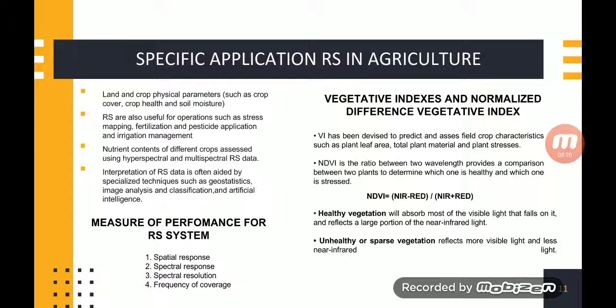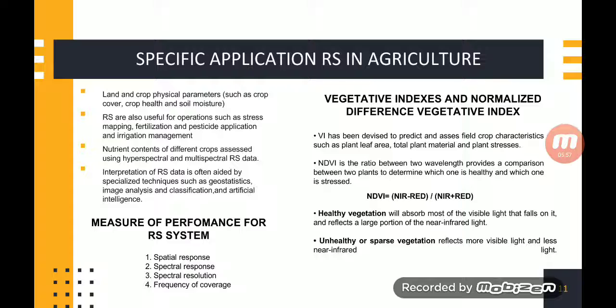Vegetation index and normalized difference vegetation index, or VI and NDVI. Vegetation index is one of the most popular and extensively studied products of remote sensing. It is used to predict and assess field crop characteristics, for example plant leaf area, total plant material, and plant stresses. It is an index, an indicator. It gives you numbers and values.